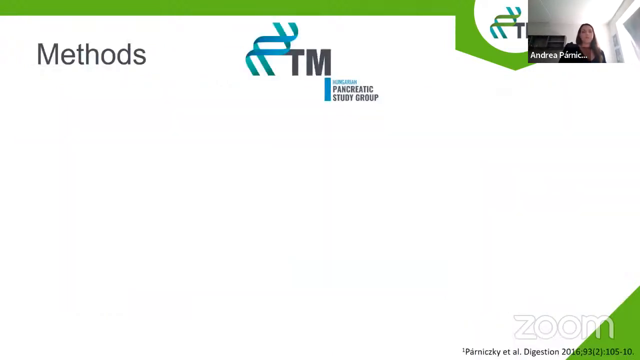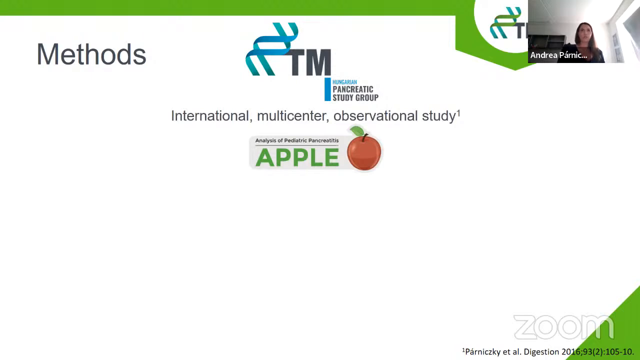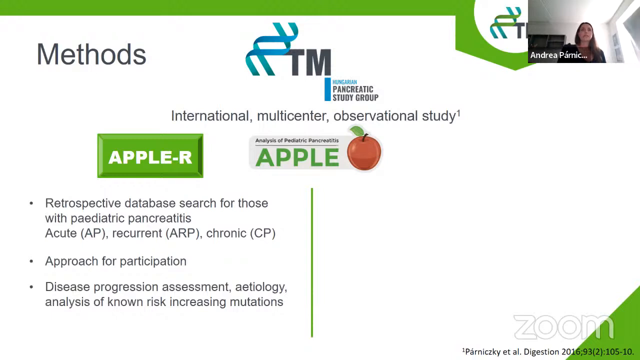To answer the above-mentioned questions in the introduction, the Hungarian Pancreatic Study Group launched an international multicenter observational study to better understand pediatric pancreatitis. This is the APPLE, or Analysis of Pediatric Pancreatitis Study. This study has a retrospective and a prospective part. In the retrospective part, we identified those individuals who had either a single episode of acute pancreatitis, multiple episodes, so acute recurrent pancreatitis, or chronic pancreatitis when they were children, and approached them for participation. They filled out a brief questionnaire in which we assess the progression of the disease, so how many pancreatitis episodes they had, whether they developed chronic pancreatitis or not, and the etiology.